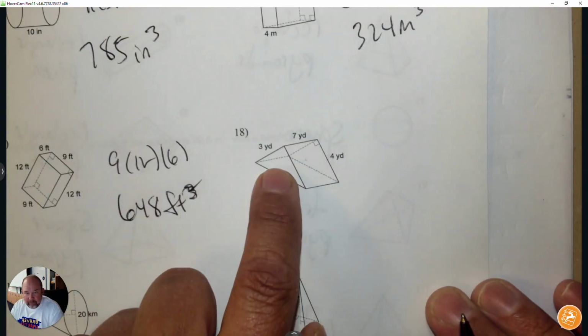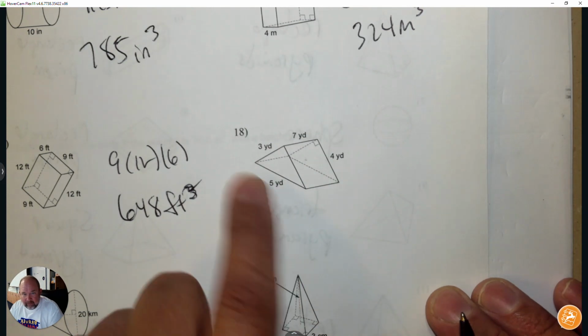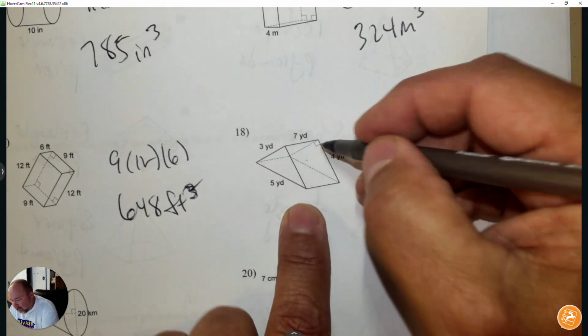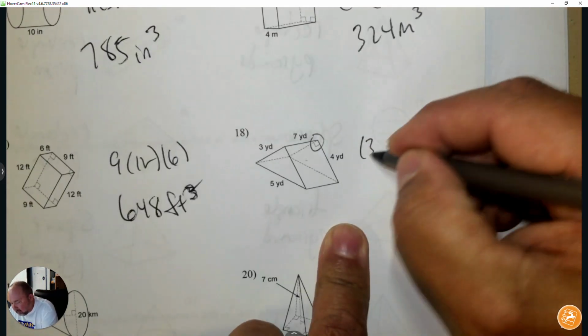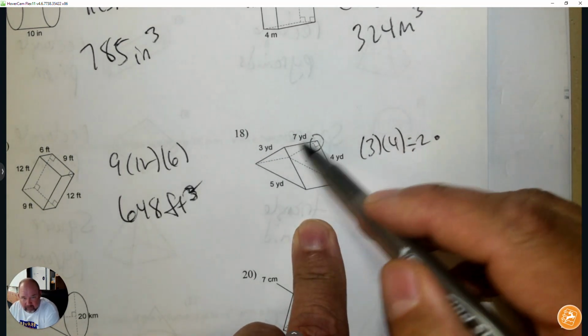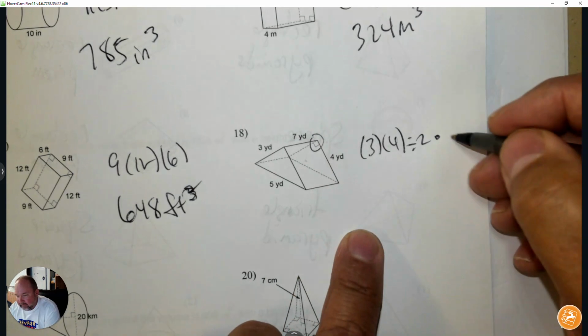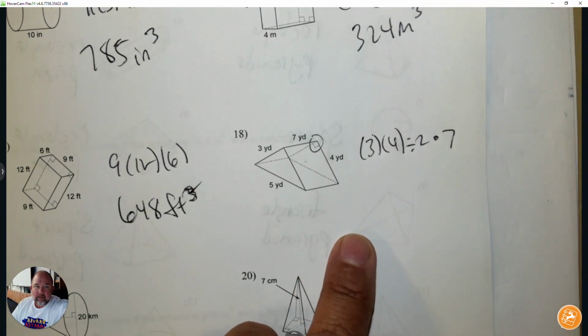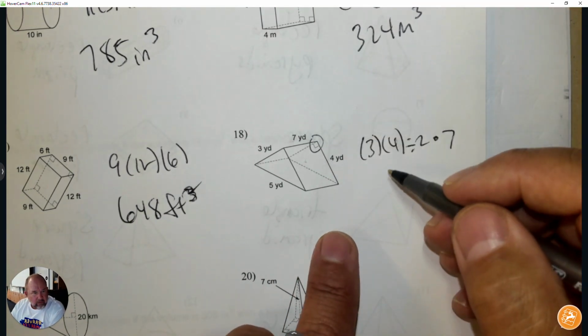This is a triangle prism. So the triangle, the base, and the height, they always meet here. So the base and the height are 3 and 4, divided by 2, and then multiply it times the distance between the triangles, the height, which is 7. And that's, what is that? 42.